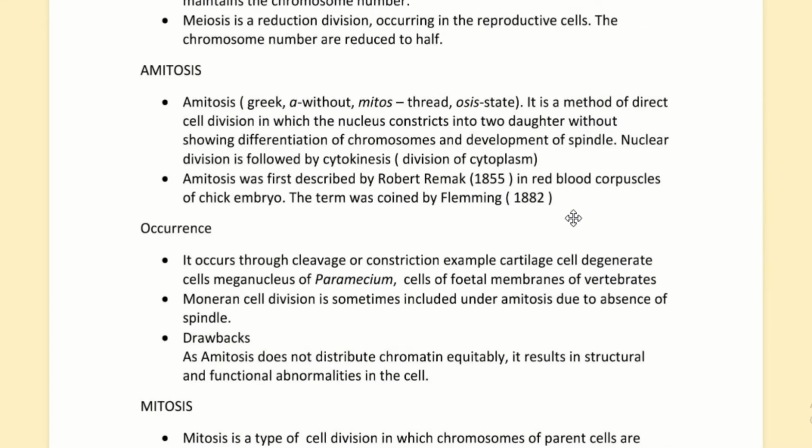Let's look at amitosis. Amitosis is a method of direct cell division in which the nucleus constricts into two daughters without showing differentiation of chromosomes and development of spindle. Nuclear division is followed by cytokinesis. Cytokinesis is the division of cytoplasm. Amitosis was first described by Robert Freeman in red blood corpuscles of chick embryo. The term was coined by Fleming.